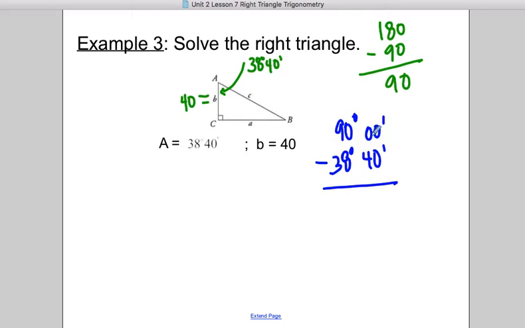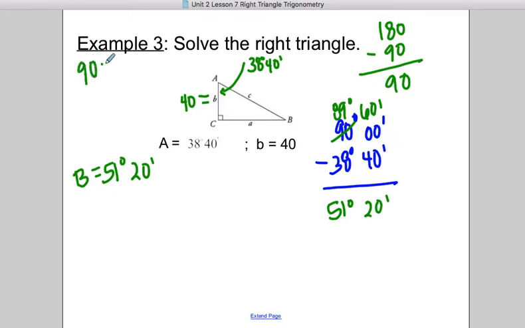Remember, I can't subtract from 0, so I borrow from my 90, which makes this now 89 degrees, and then there are 60 minutes. So 60 minus 40 is 20 minutes. And then 89 minus 38 gives us 51 degrees. So that tells me what angle B is. Capital B is 51 degrees, 20 minutes.